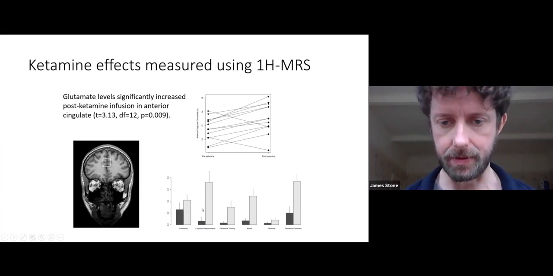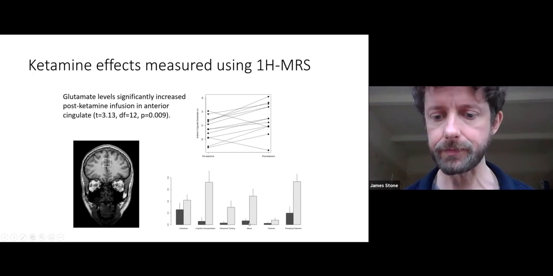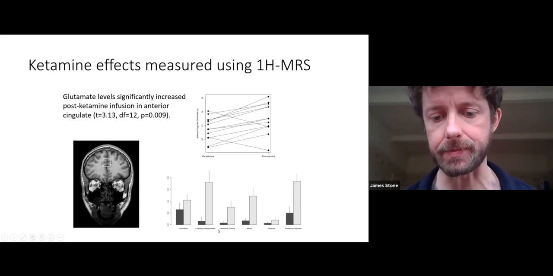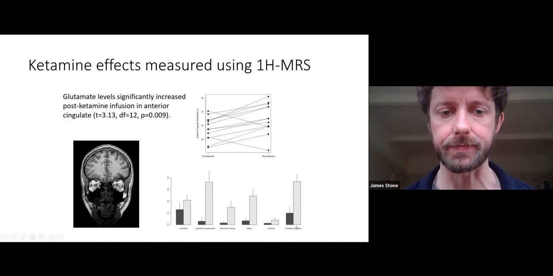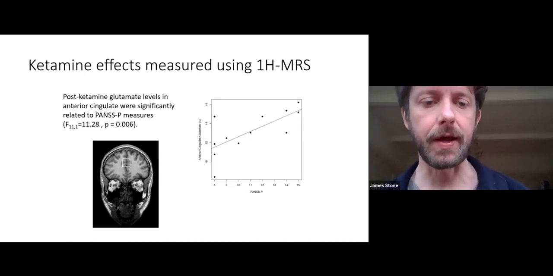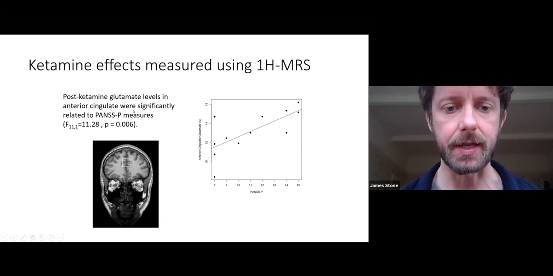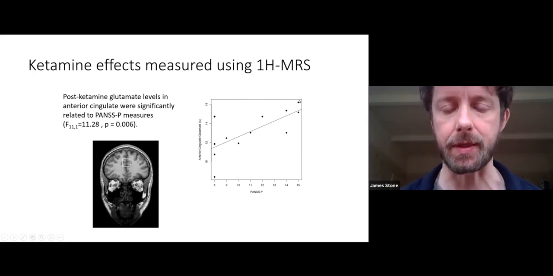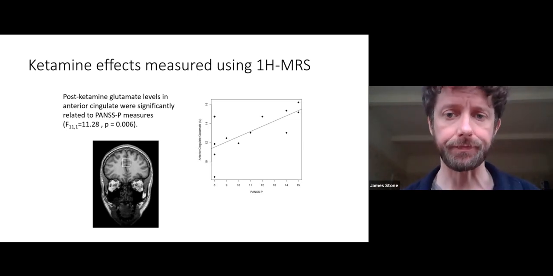We also did a study looking at different doses of ketamine, and found that higher dose ketamine caused much more of these schizophrenia-like symptoms, including cognitive disorganization, delusional thinking, and perceptual distortions. We found that the post-ketamine glutamate levels in the anterior cingulate were significantly related to positive symptoms of psychosis, so the perceptual distortion type effects.